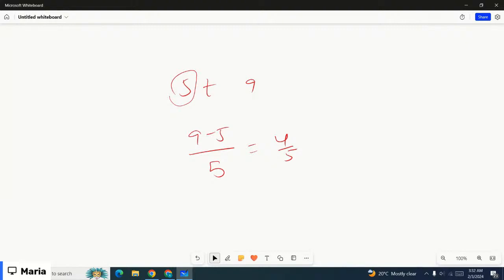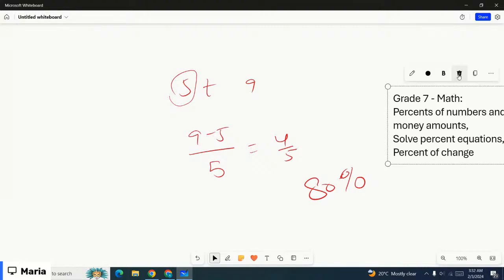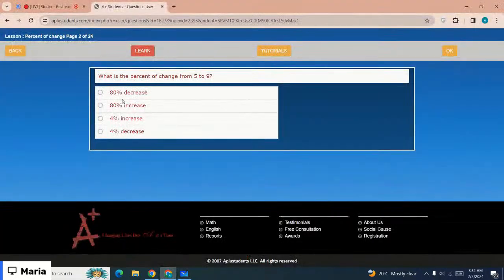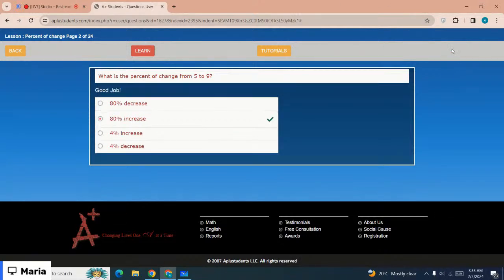That is 4 over 5 times 100. That is 4 divided by 5, which is 0.8. When you multiply it by 100, that is 80%, right? The correct option is 80% increase, right? Because that is increasing from 5 to 9. So the values are increasing.